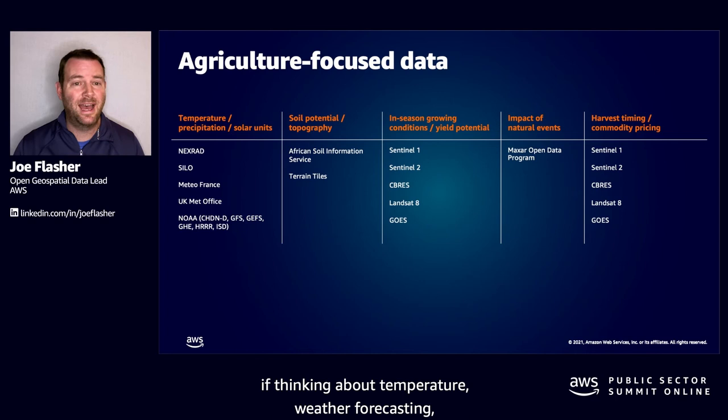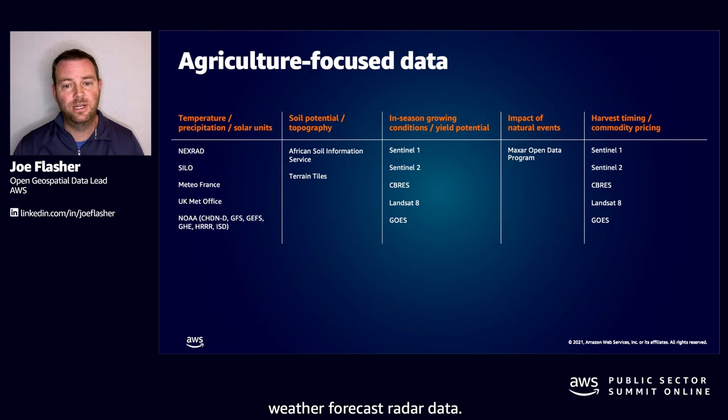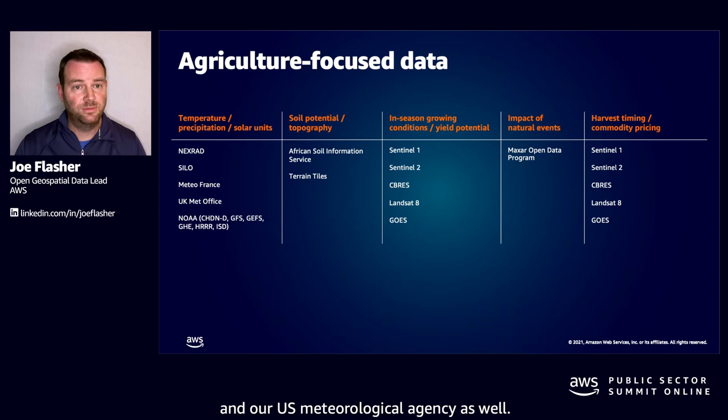We've got NEXRAD, which is our U.S. Meteorological Agency's radar data, weather forecast radar data. We also have climate forecasts, weather forecasts from a number of different national agencies around the world. So Australia is there with Silo, Meteo France, UK Met Office, and our U.S. Meteorological Agency as well.